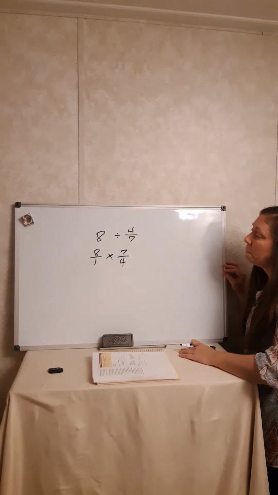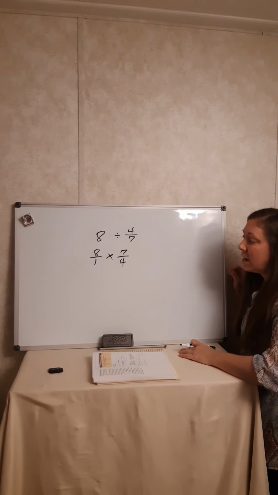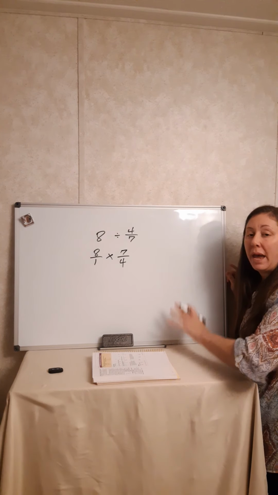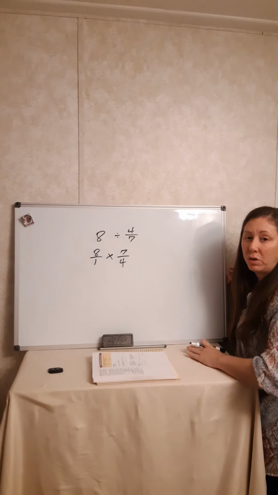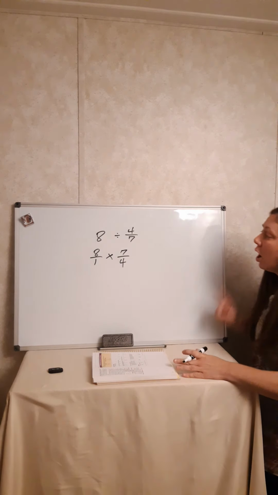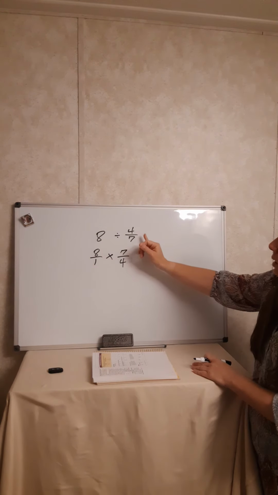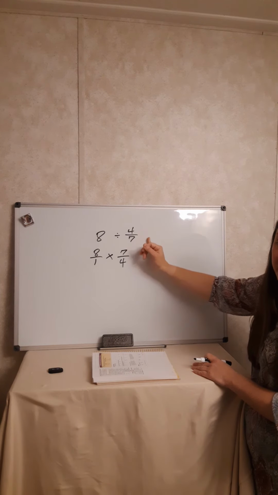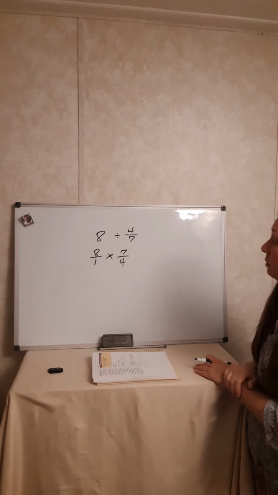Now I'm going to cross cancel. Now I'm going to work this problem out just as though it were a multiplication problem. I'm not flipping anything again. And you always flip the fraction that is on your right. You always flip this one. Always.